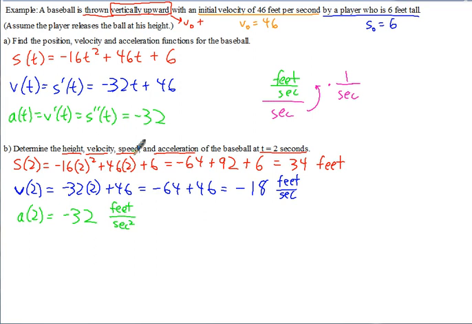And then finally, speed, remember, is similar to velocity. Notice our velocity was negative 18 feet per second. The significance of the negative means the baseball at 2 seconds is already traveling back down towards the ground. But the speed, remember, is the absolute value of velocity. So speed can never be negative. The speed of the baseball would just be 18 feet per second.